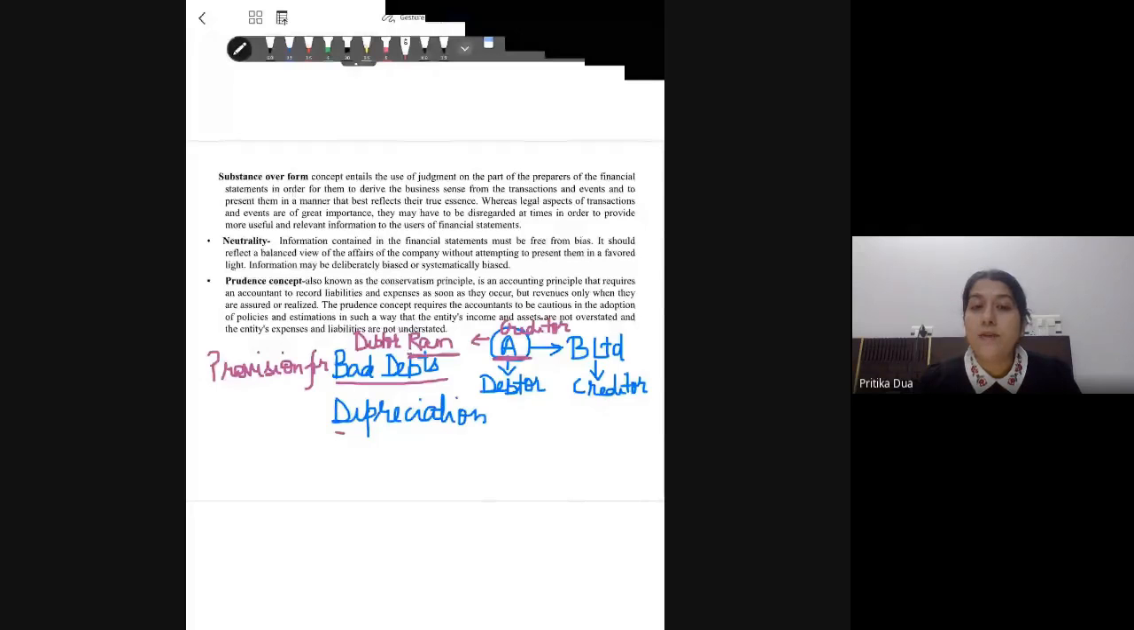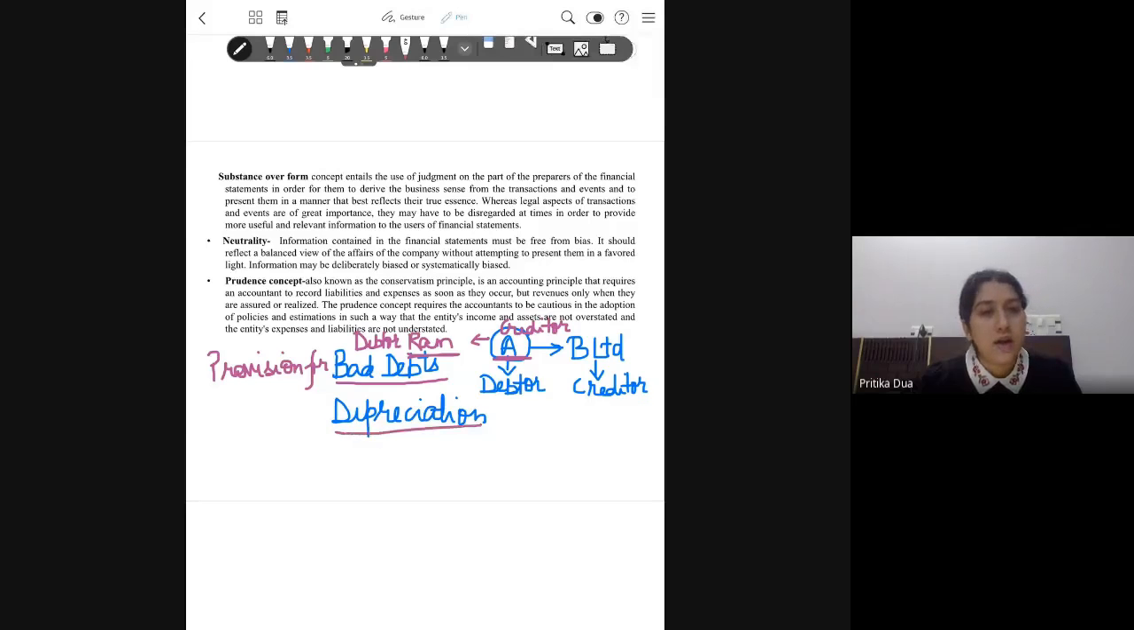Now, this fall in value of asset can be due to usage of the asset, normal wear and tear. आप अपने घर में रह रहे हो, 5-7 साल में कुछ ना कुछ रिपेयर का काम हो ही जाता है, हर 2 साल में पेंट का जॉब हो जाता है. So this is normal wear and tear. Then another reason might be obsolescence. Obsolescence क्या होता है? टेक्निकली आउटडेटेड हो गया आपका प्रोडक्ट.